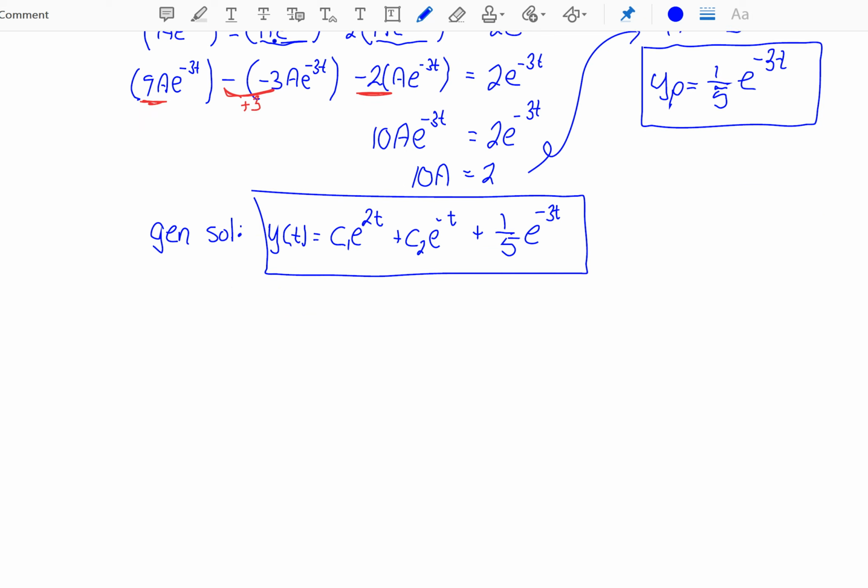So let's start by finding our derivative. And the derivative of c1 e to the 2t is 2c1 e to the 2t minus c2 e to the negative t minus 3/5 e to the negative 3t. Our initial conditions are at time 0, so let's evaluate both of these at time 0.